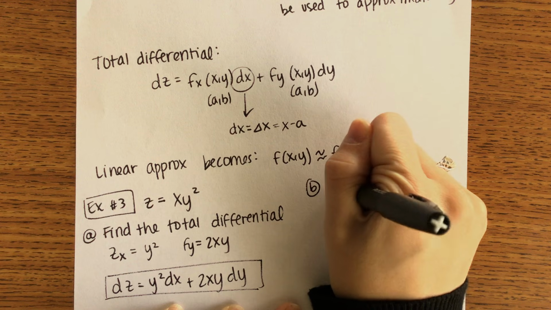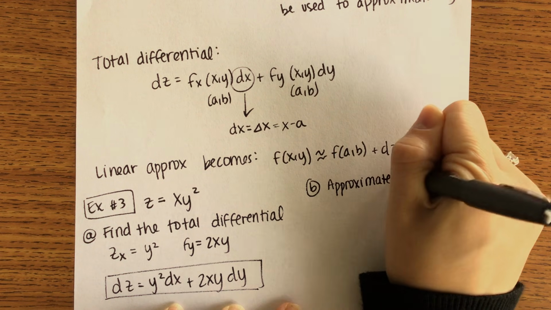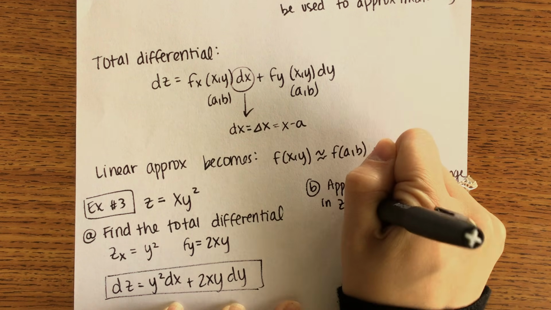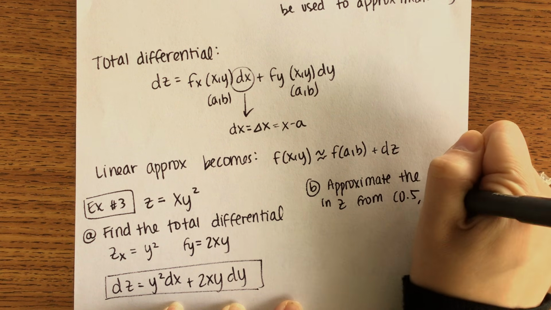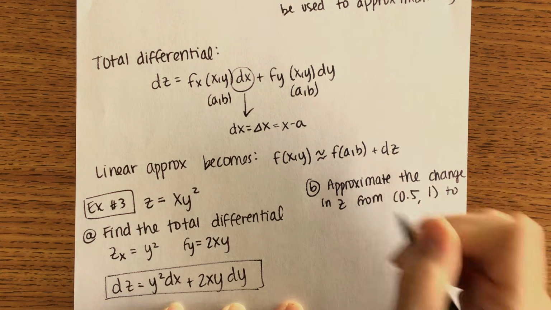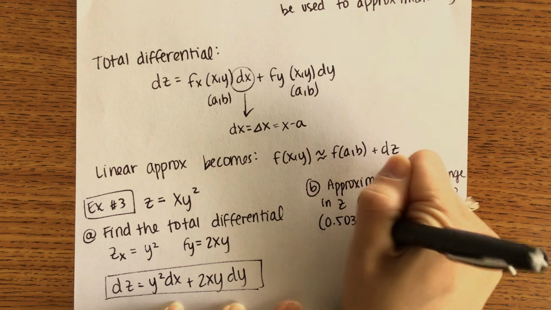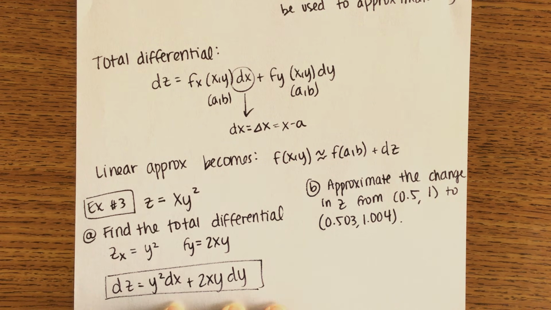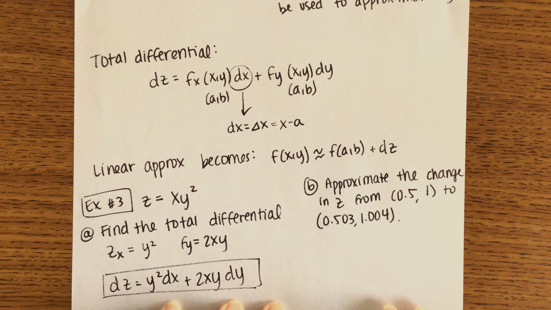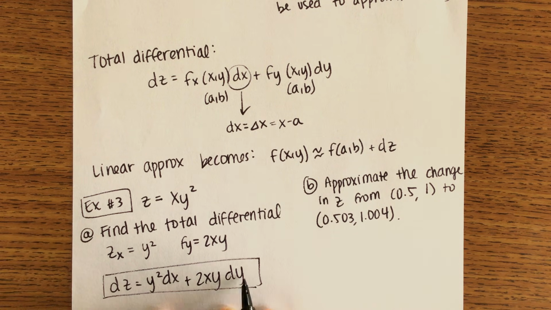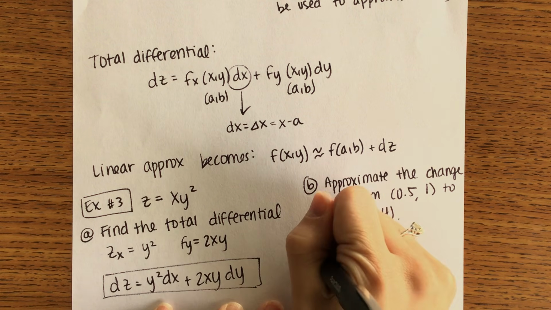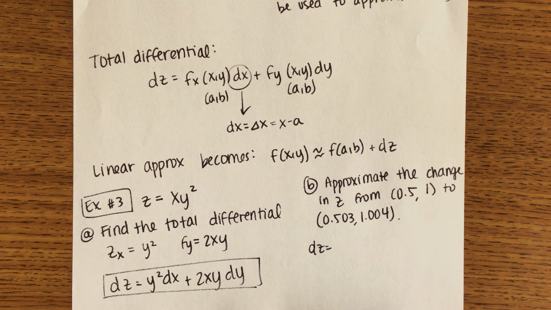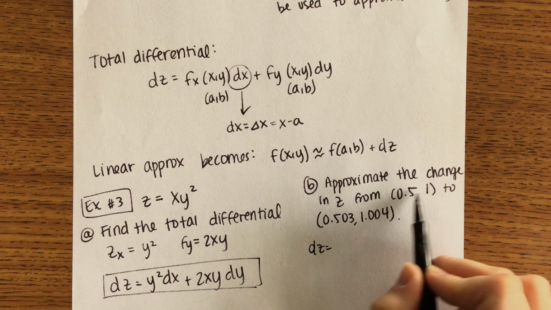Next, what we are going to do is approximate the change in z when we go from the point (0.5, 1) to the point (0.503, 1.004). Okay, so here's how this is going to work. We're going to use that total differential. With x and y, you are always going to use the original x and y where you started. So this is going to be our x and y.